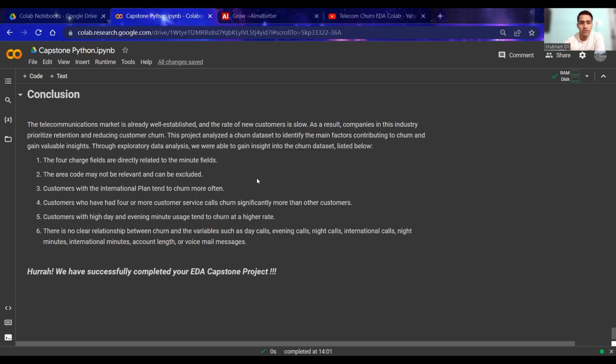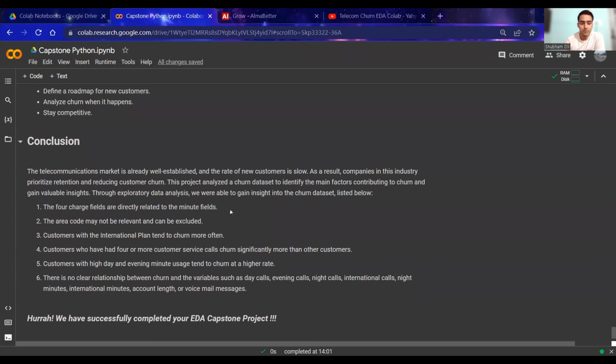There is no clear relationship between churn and variables such as day calls, evening calls, night calls, international calls, night minutes, international minutes, account length, or voicemail messages. So here our project is completed.